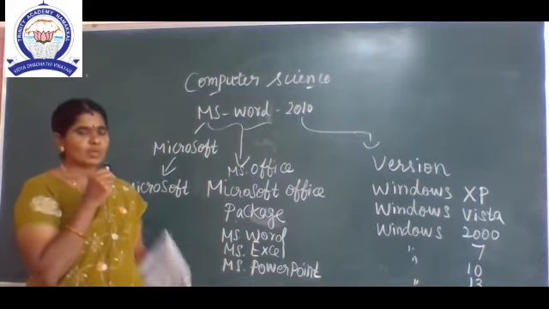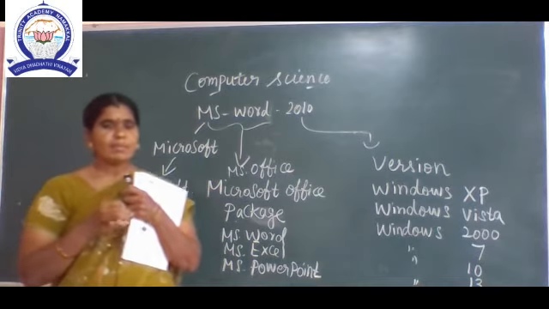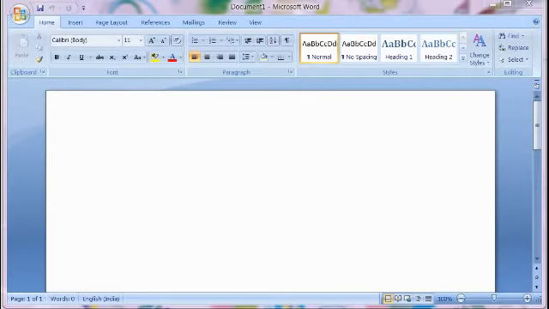Okay, what is the full form of MS? Microsoft. MS Word is the most popular word processor that we use to type text on a computer. MS Word contains many features that enable us to perform various kinds of tasks. Okay, look at the screen. Now we will see the parts of Microsoft Word.